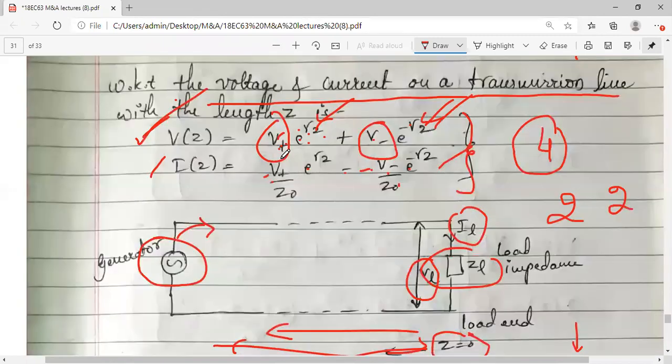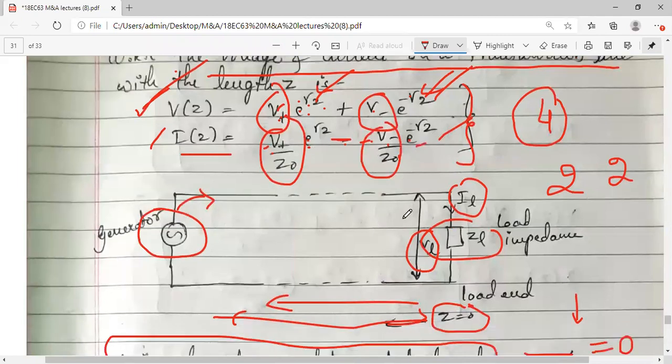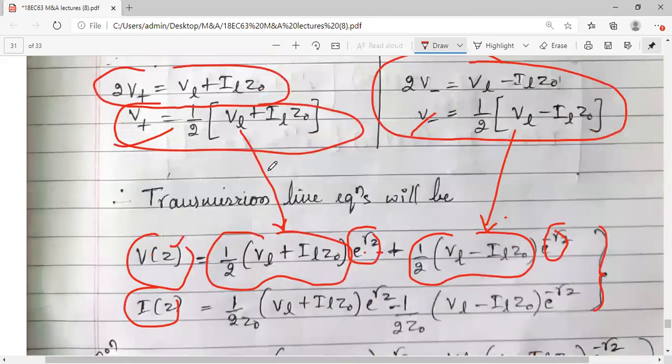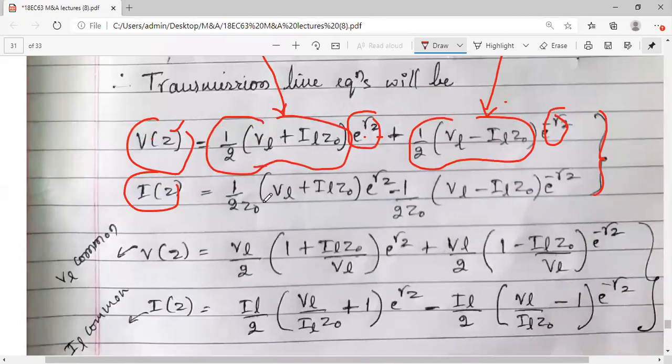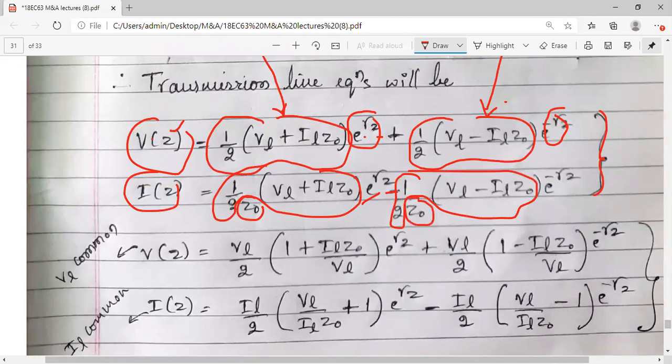I of Z is equal to V plus by Z naught exponential. There is a negative sign here: V minus by Z naught exponential. So substitute V plus and V minus. I have substituted V plus value here and divided by Z naught is already there, exponential, minus V minus value. I have substituted. There is a denominator Z naught term as it is, and exponential. So these are the pair of equations.